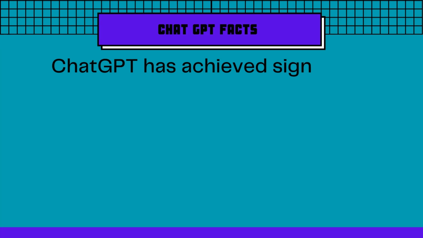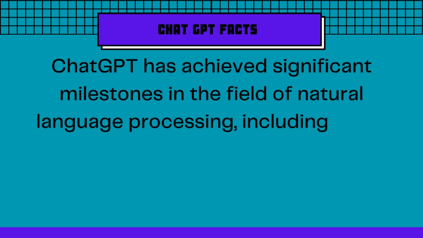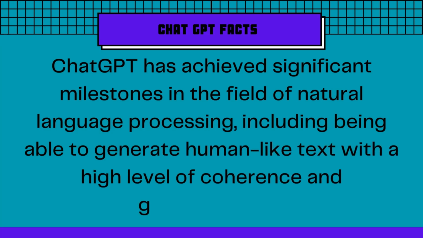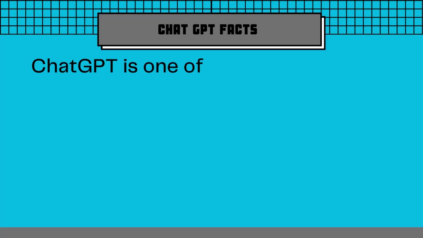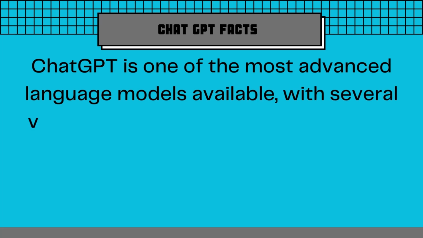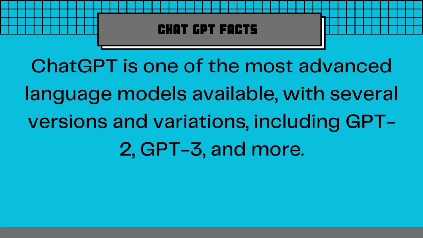ChatGPT has achieved significant milestones in the field of natural language processing, including being able to generate human-like text with a high level of coherence and grammaticality. ChatGPT is one of the most advanced language models available, with several versions and variations, including GPT-2, GPT-3, and more.